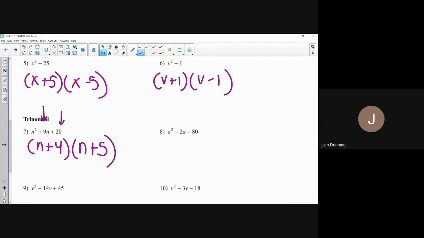Number 8, you have negative 80, so they have to multiply to a negative. So one's positive, one's negative. So 2 numbers that multiply to 80, and it's like they'll subtract to 2. 10 times 8 is 80. 10 minus 8 is 2. But that 2 is negative, so make sure the bigger number, the 10, gets the negative.